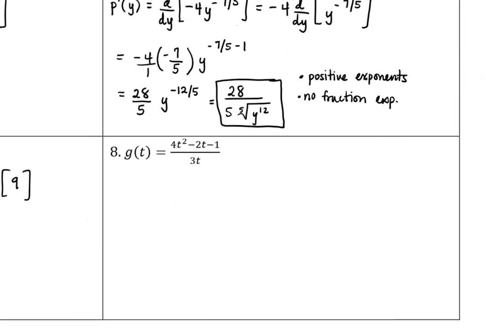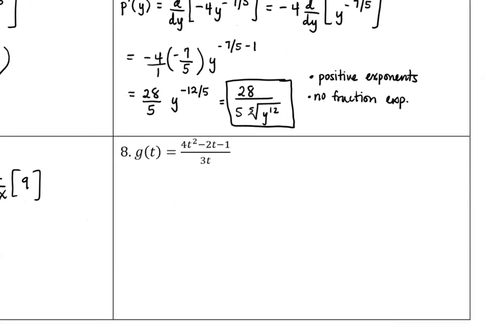In example 8, we have a quotient, but we have not yet learned the quotient rule for derivatives, and we don't need it to take the derivative of this expression. We're going to first start by simplifying this function by breaking it up into 3 separate terms. Each term will be divided by what we have in our denominator, which is 3t. Now we can simplify this expression term by term.